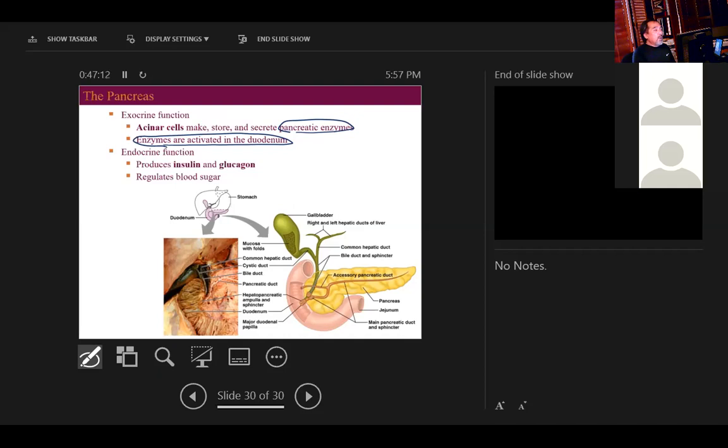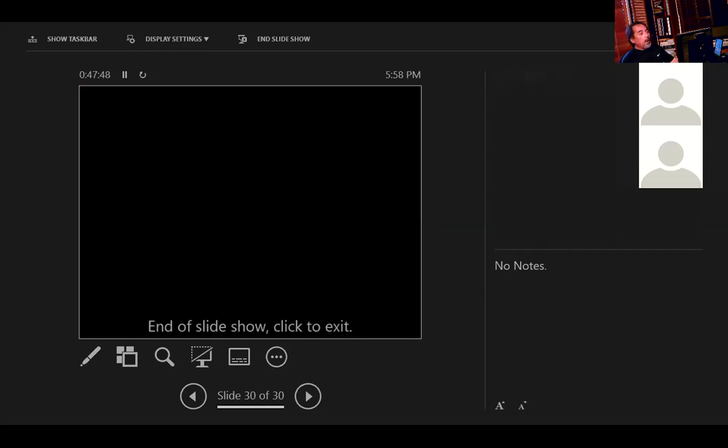But aside from those pancreatic enzymes, it also produces insulin and glucagon, two hormones that regulate your blood sugar. So inside there are what we call the islets of Langerhans, and they're the ones that secrete your hormones. The beta type is the one that creates your insulin, and the alpha type is the one that creates your glucagon. Okay, so those are the two hormones that actually stabilize your blood sugar. Okay, and that is the finish of our digestive tract lecture.